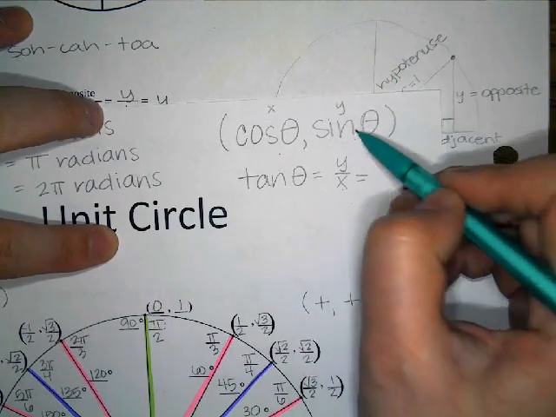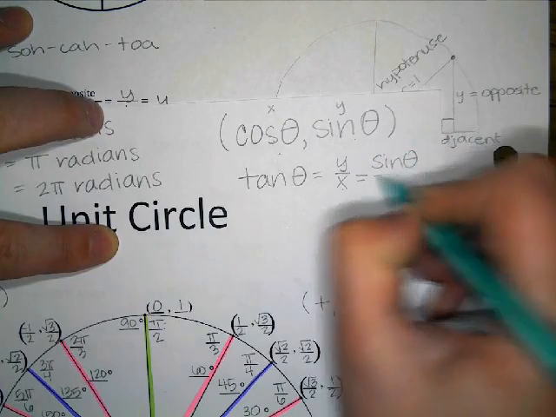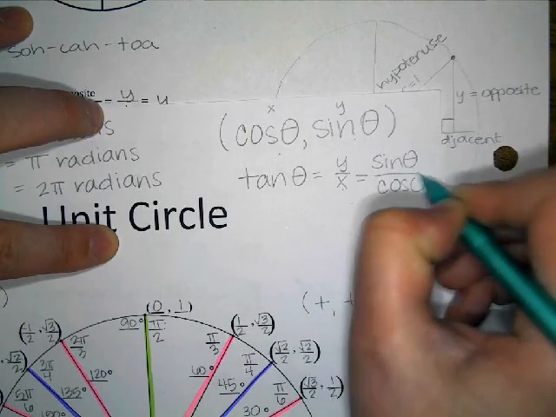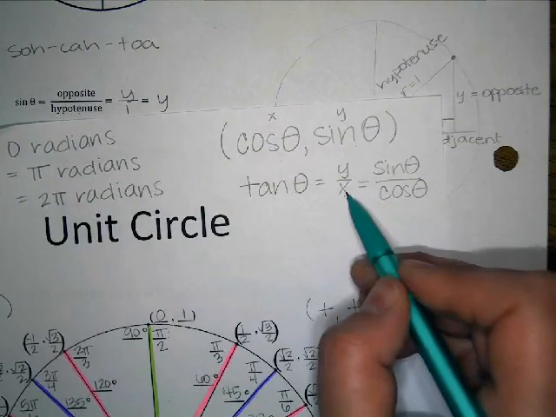So tan is y divided by x. It's the y-coordinate over the x-coordinate. It is also sine divided by cos. It's a big deal. Okay.